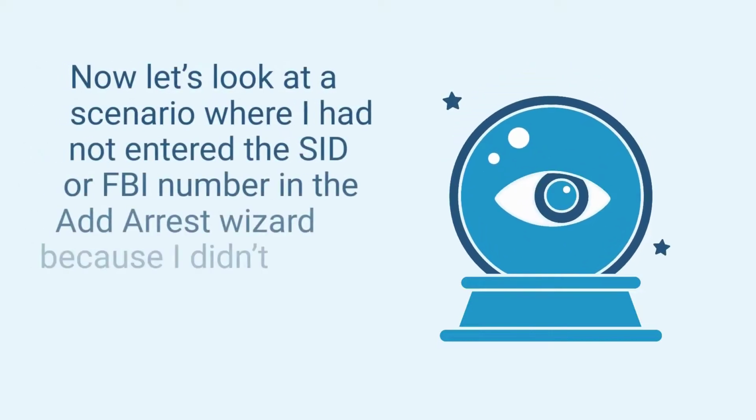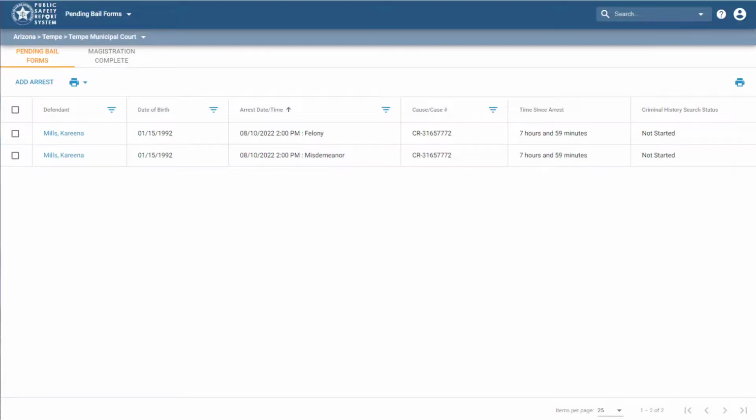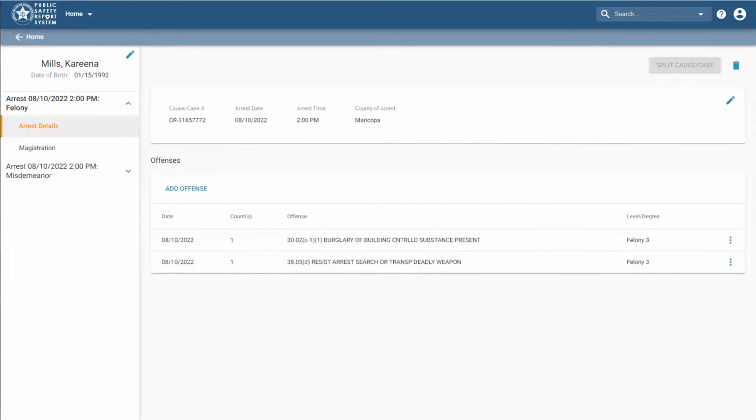Now let's look at a scenario where I had not entered the SID or FBI number in the Add Arrest wizard because I didn't know either of them at the time. I can see on the home page that the criminal history status is not started. I have to retrieve criminal history manually. I'll click on the arrest record to go to the defendant overview.